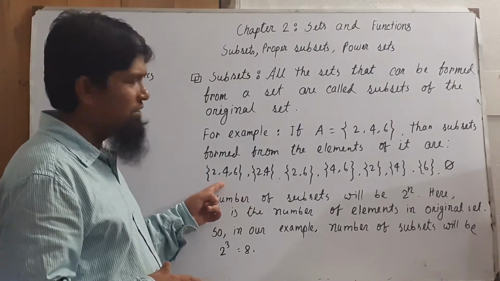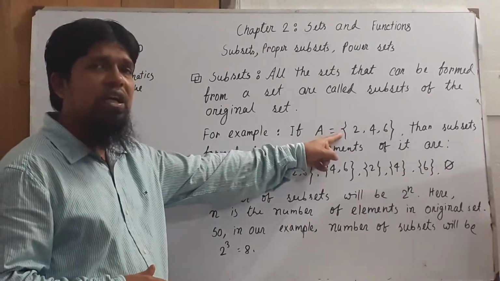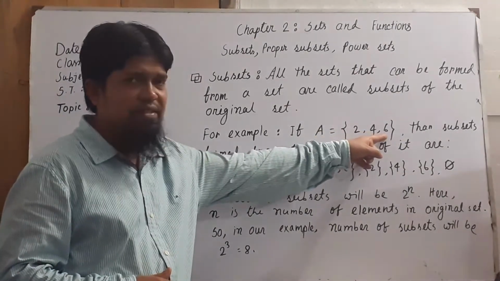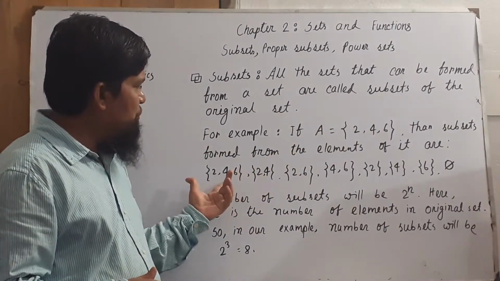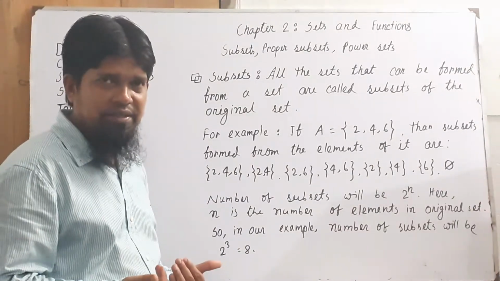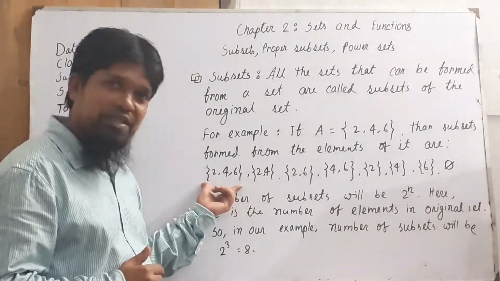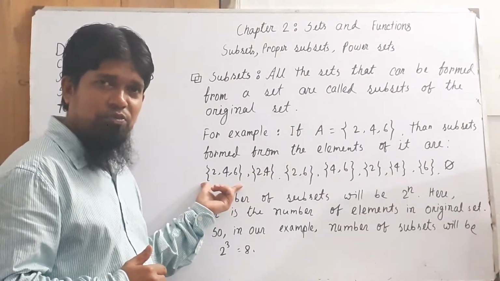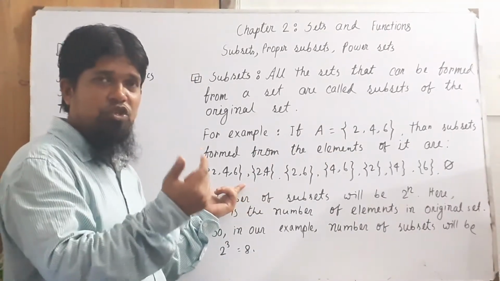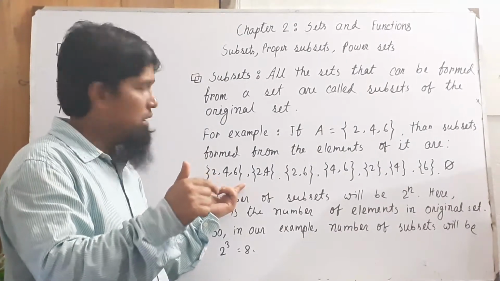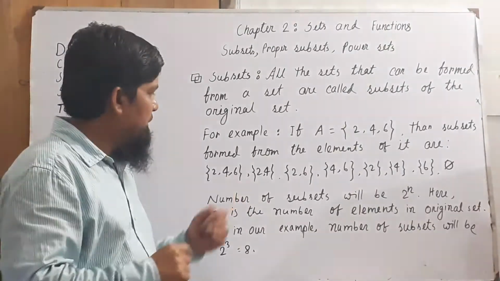Here the first subset I formed is {2, 4, 6}. That is also in the original set: 2, 4 and 6. That means by using all the elements from the original set, we can form a subset. So you have to be very careful about this. This is also a subset. By using all the elements, we can get one subset.